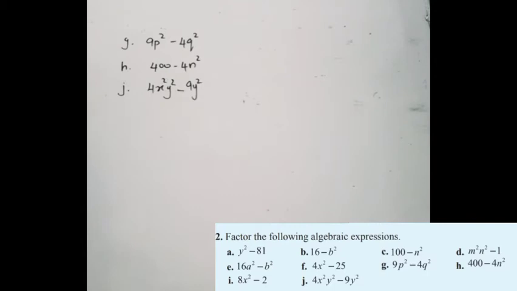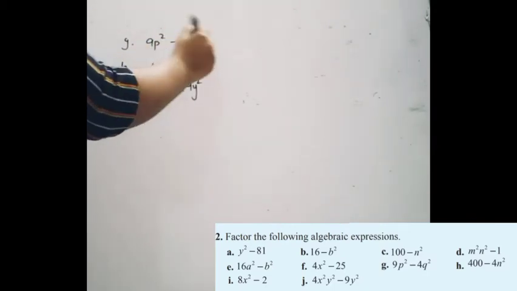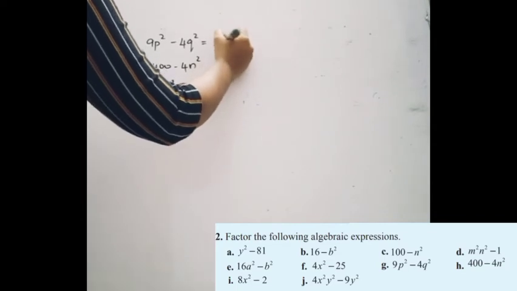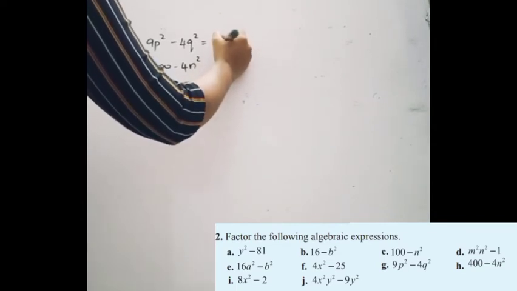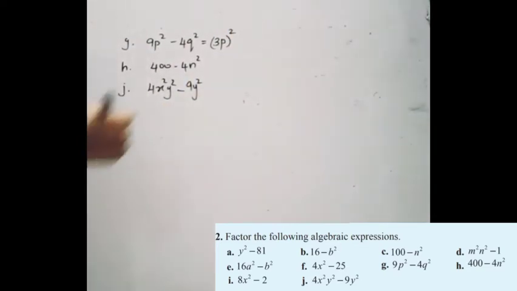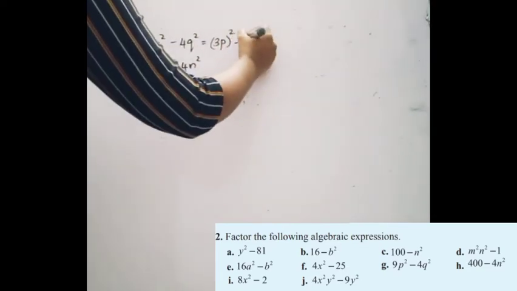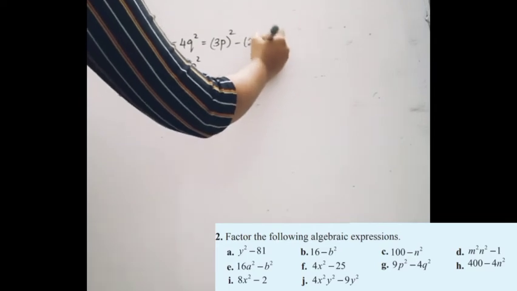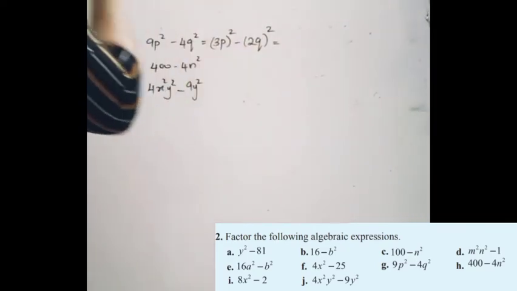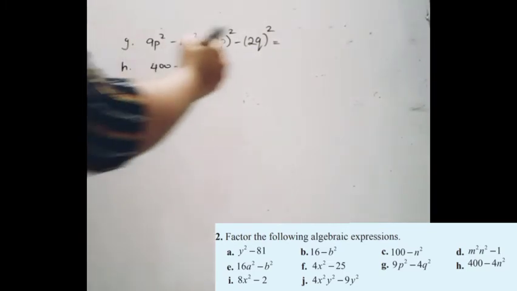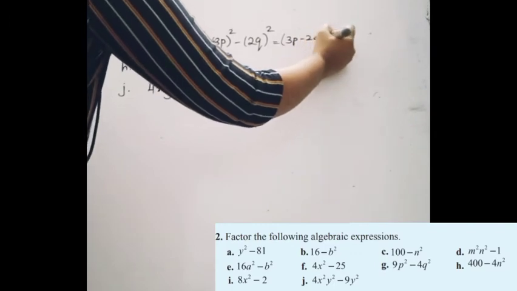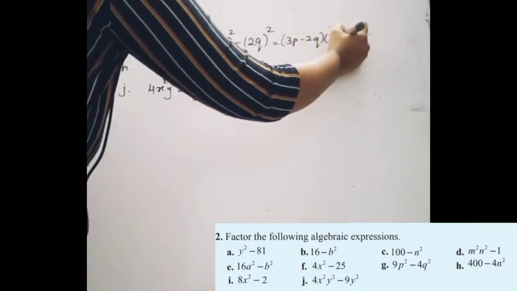Now let's do this question: 9p square minus 4q square. 9 can be written as a square number, 3 square, and p also has a square value, so we are writing it with a common index. Once again, 4 can be written as 2 square and q, 2q whole thing square. Now the difference of two square values can be factorized as 3p minus 2q and 3p plus 2q.